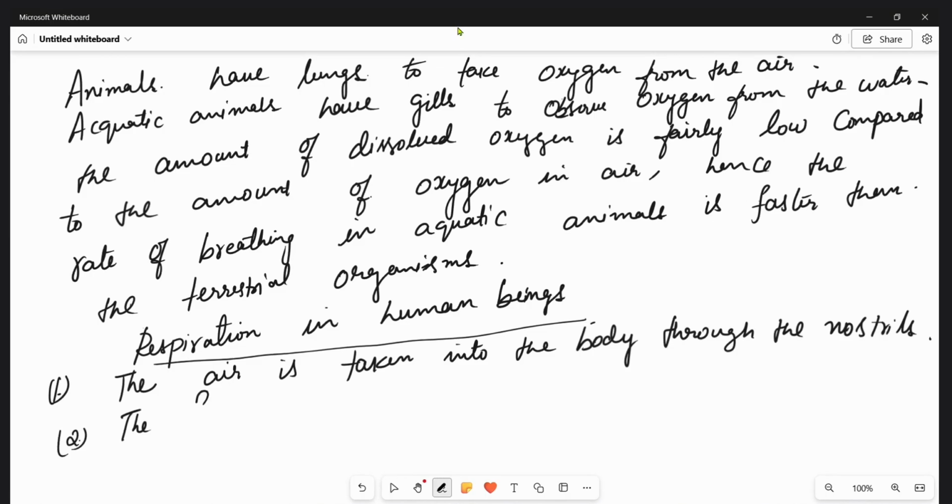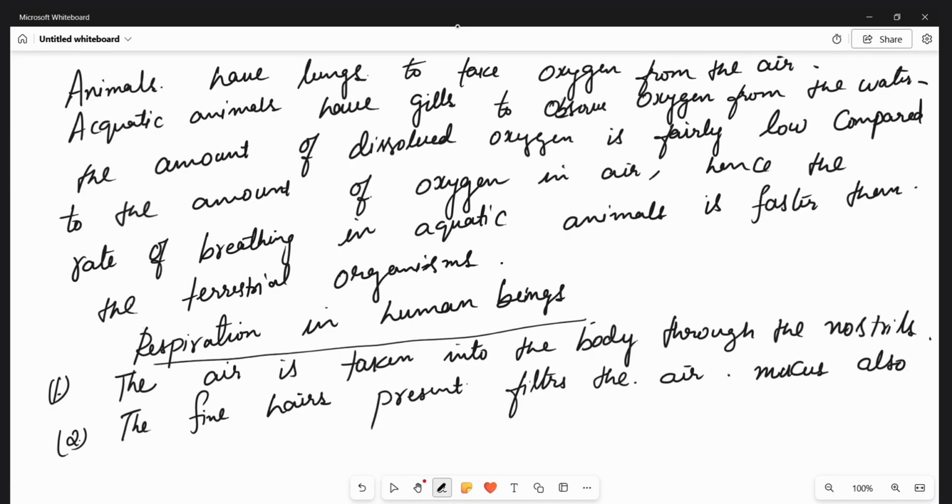The fine hair present filters the air, or it removes the dust from the air. Mucus also helps in filtering the air.